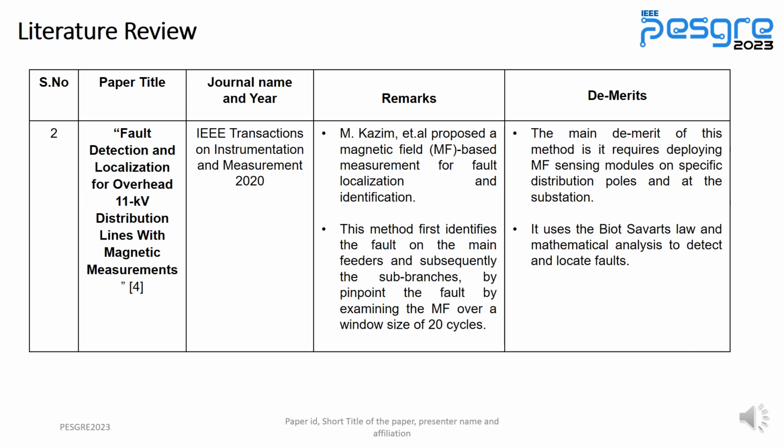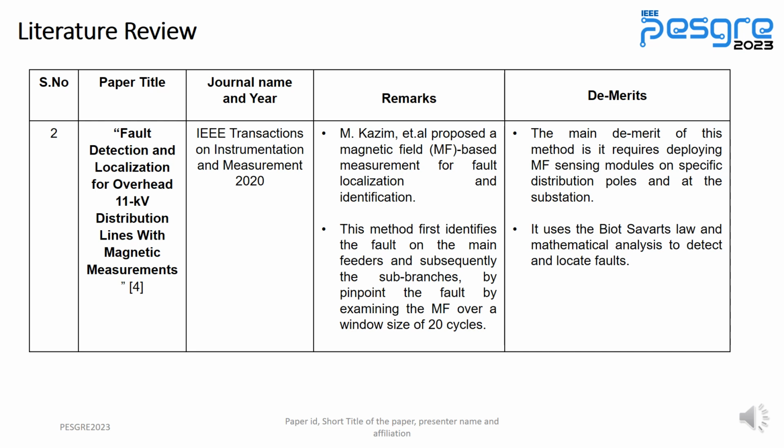Coming to literature paper review 2, the fault detection and localization of an overhead line 11 kV distribution line with magnetic measurements. In this paper, they took both short circuit faults and magnetic high impedance faults, and the fault detection was done using magnetic field measurements.